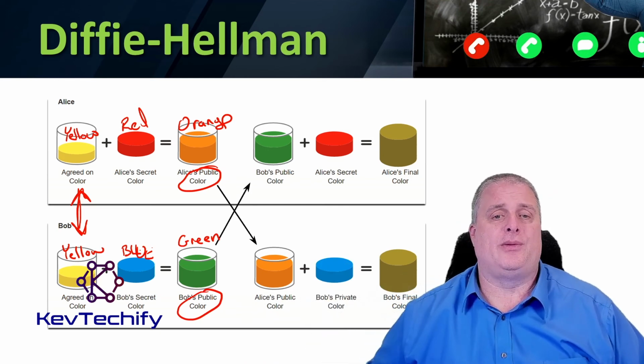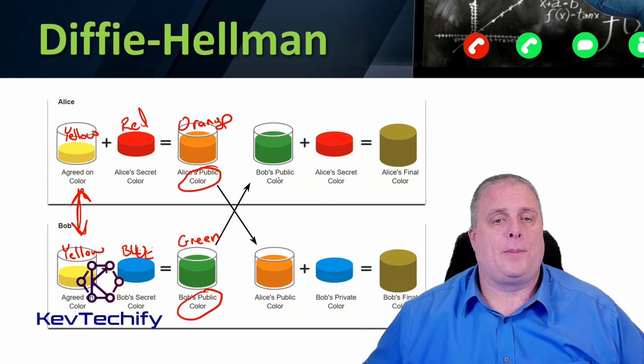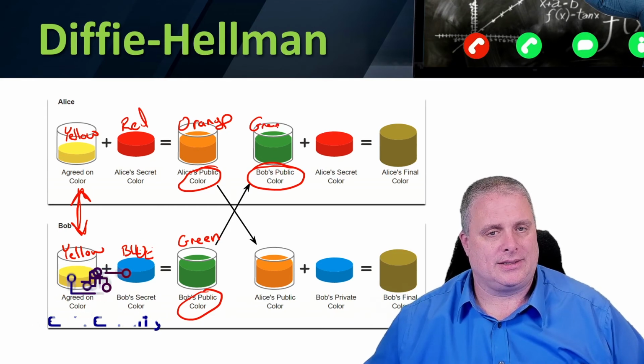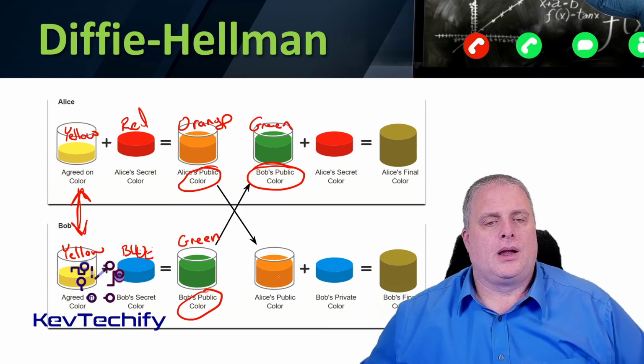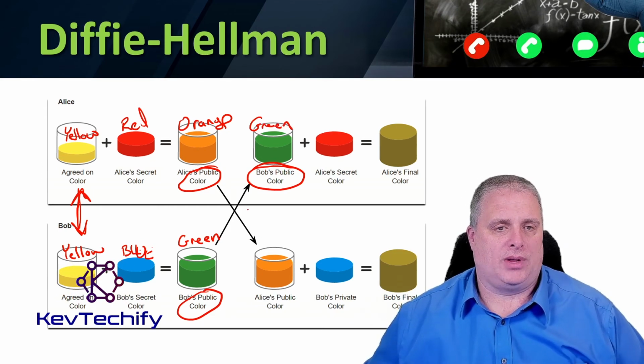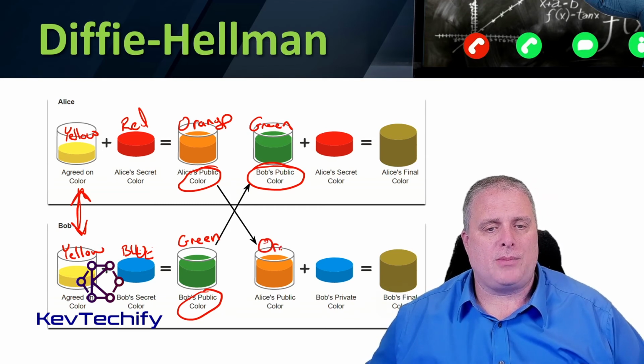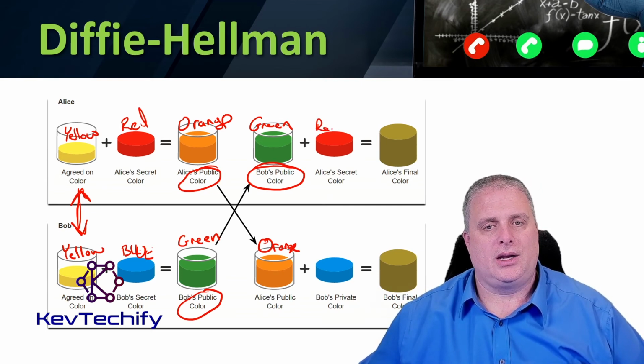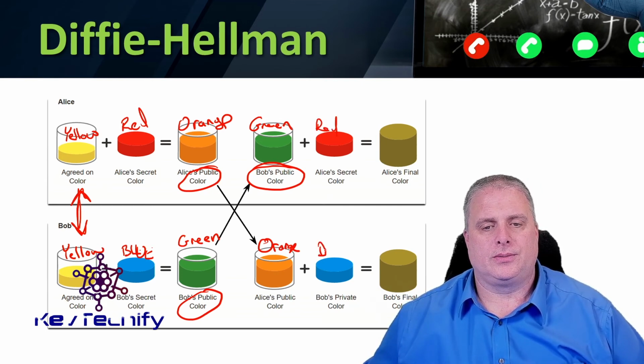Because it's shown to everybody, Alice can see what Bob's public color is. So Bob's public color is green, and Alice knows that. Bob then can see Alice's public color, which is orange. So now Bob knows what the public color is. Then we add in our secret colors. Once again, Alice's was red. Bob's was blue.